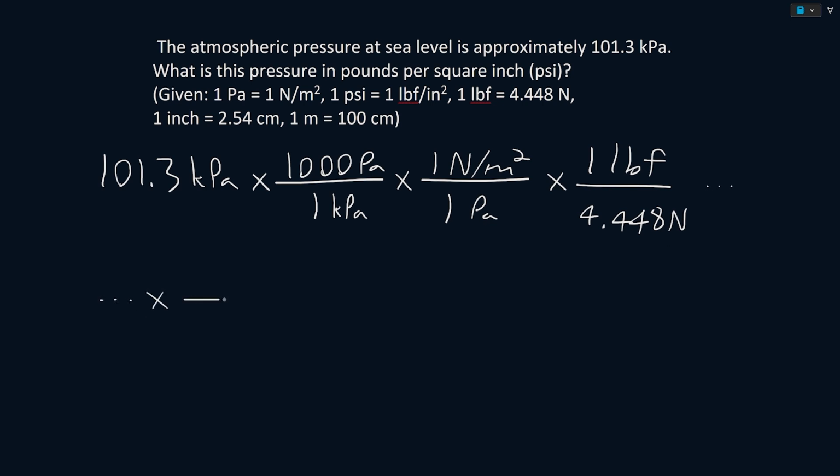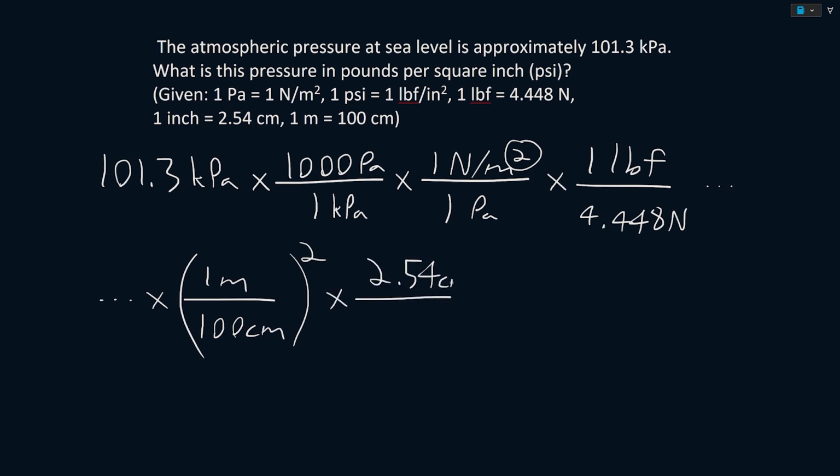Then continuing, we convert the meters to centimeters by multiplying by 1 meter is equal to 100 centimeters. And because meters are squared, we need to square this conversion. Now we can convert from centimeters to inches by multiplying by 2.54 centimeters per 1 inch. And this conversion also has to be squared, as the centimeters are squared.